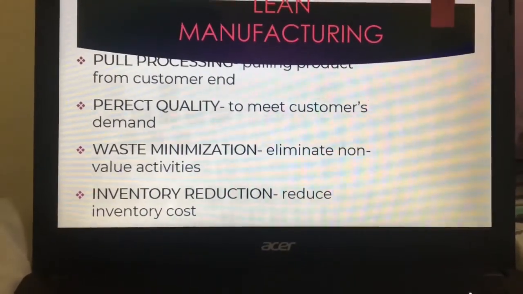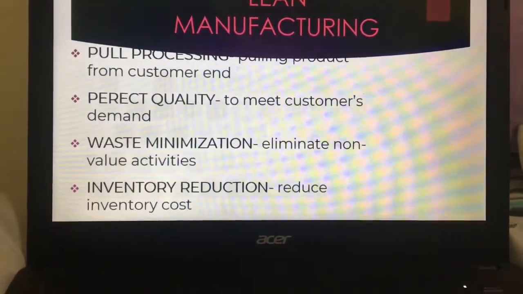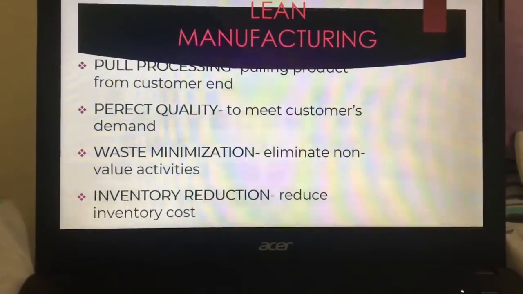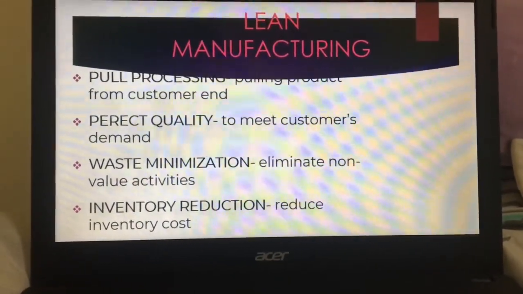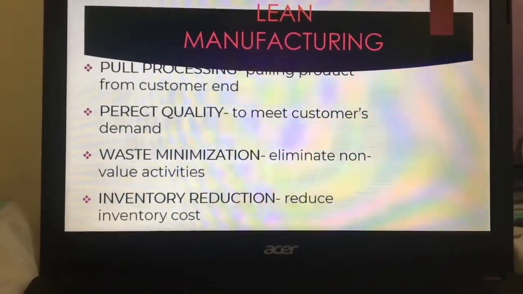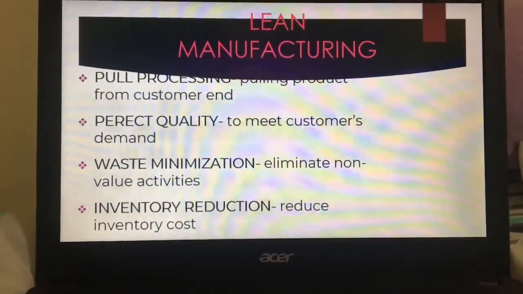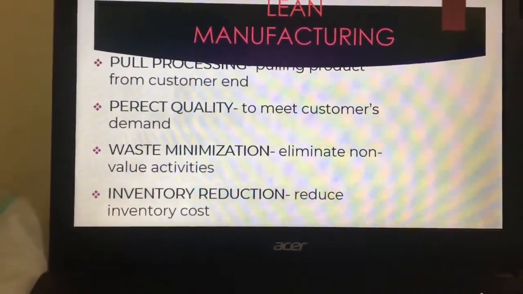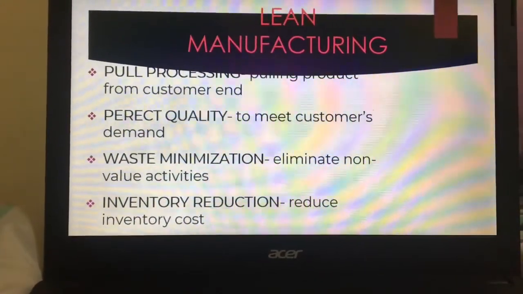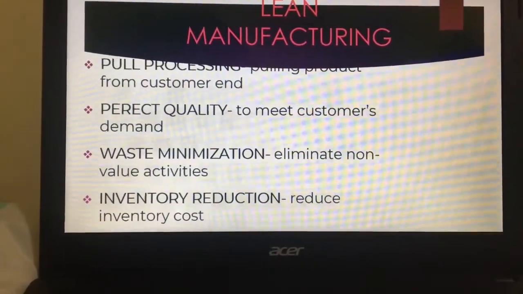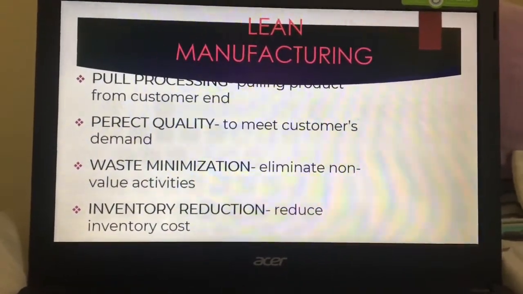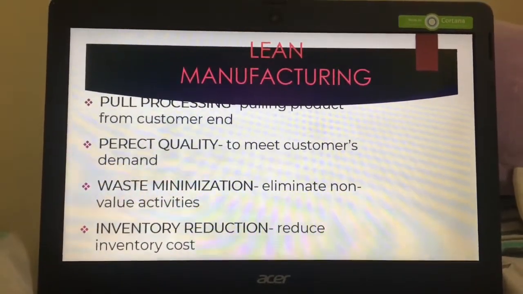So next is inventory reduction, which means reduce inventory cost. The reason for the reduction is because inventory costs money. There are investments in materials, labor, and overhead that cannot be realized until sold. Other than that, inventory also has a hidden cost. They must be transported throughout the factory, and they must be handled, stored, and counted. Because of that, inventory loses value through obsolescence.